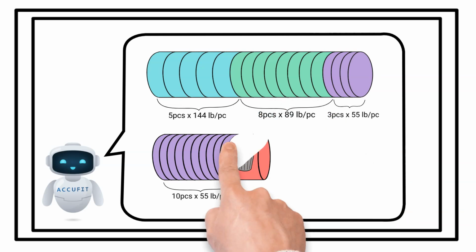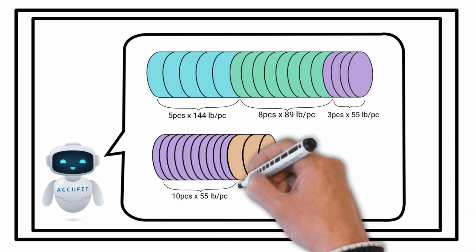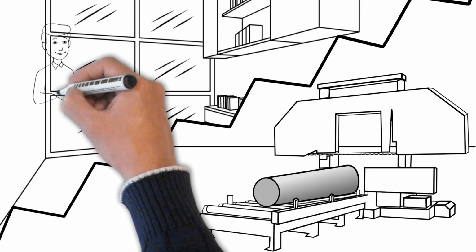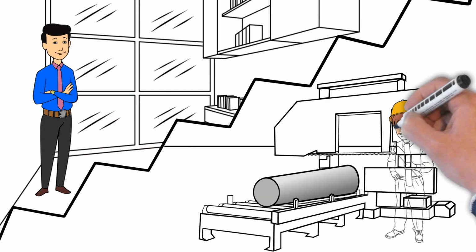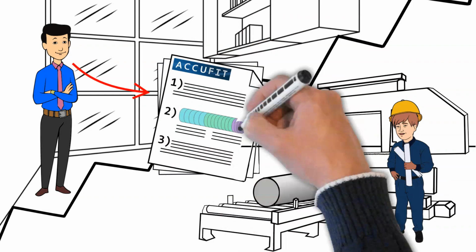Not wanting to put the remnant back into stock, Tommy asks AccuFit to automatically find another order from the backlog that fits. Tommy reserves the material and prints the diagrams, including step-by-step cut instructions, and sends all of it to the shop floor.